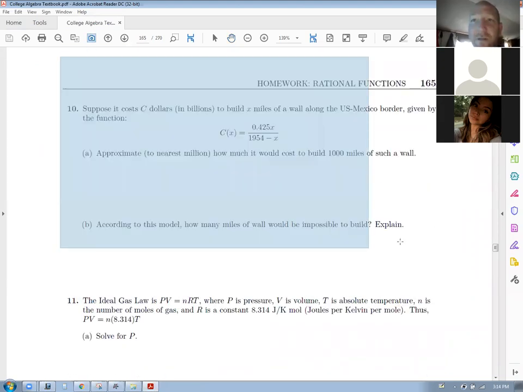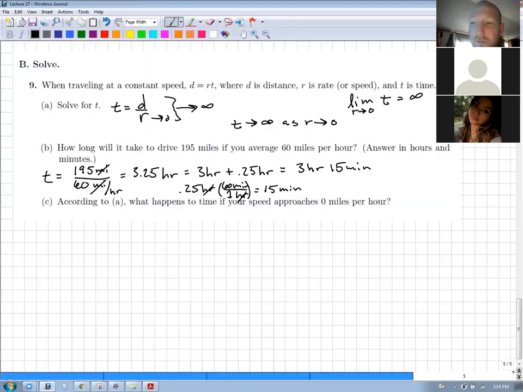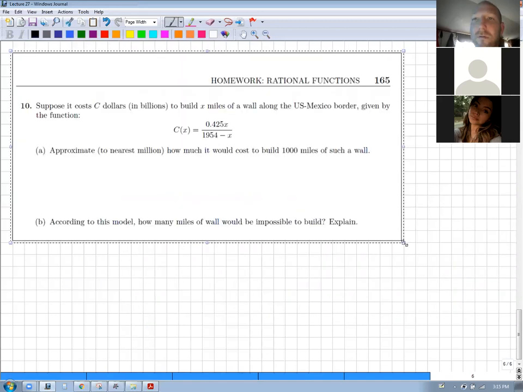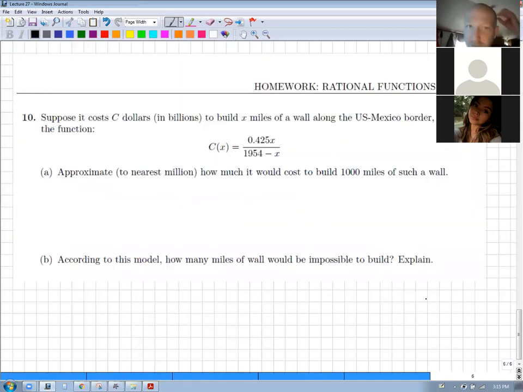Page 165. Suppose it costs C dollars in billions to build x miles of a wall along the US-Mexico border, given by the function C of x. Approximate to the nearest million how much it would cost to build 1,000 miles of the wall. So x is miles, right? And C is in billions. So let's look at it. C of 1,000.